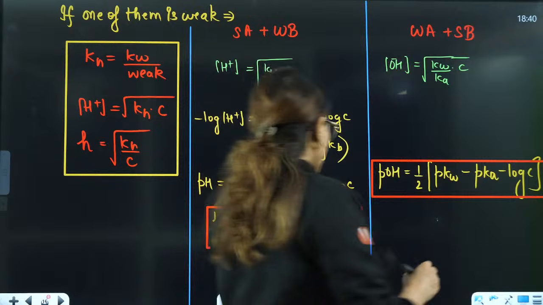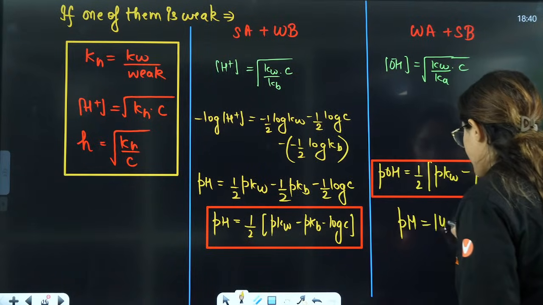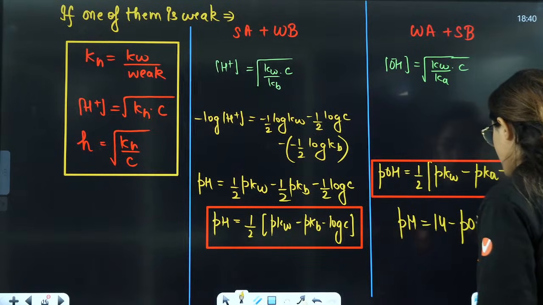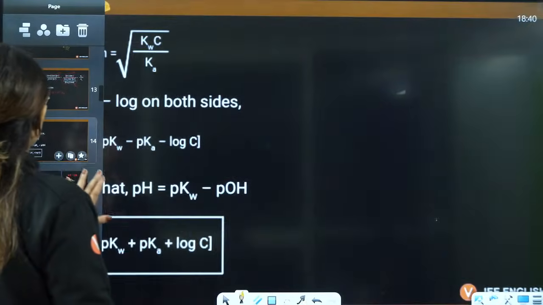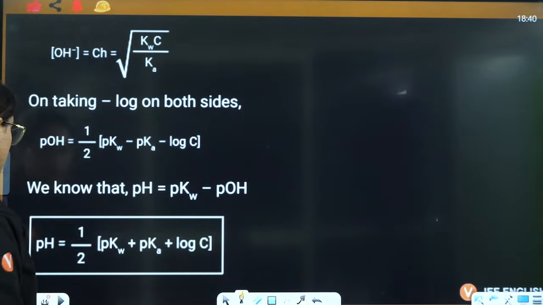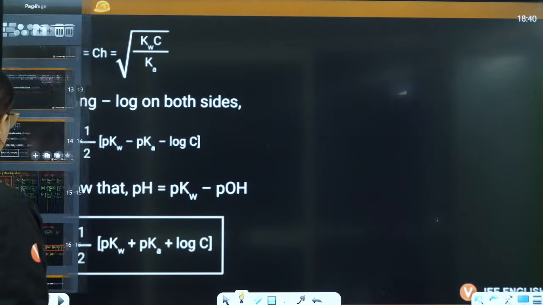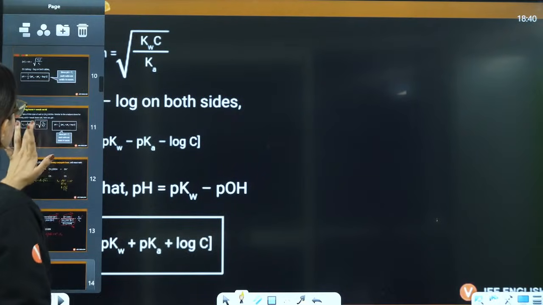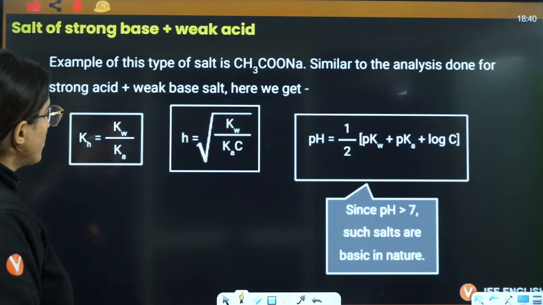Now here you have calculated pH. So what is the value? POH here will be 14 minus pH. Right? Okay, in books you will see this formula. Wait a minute. Let me just give you this formula here.